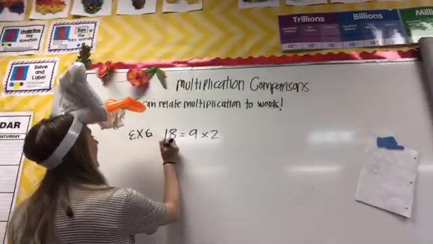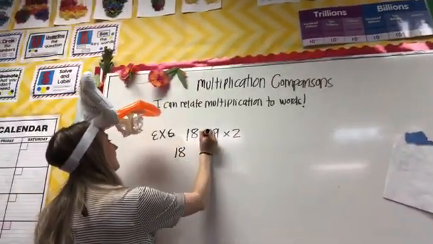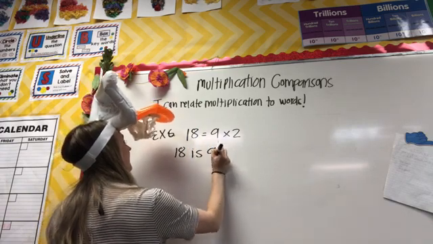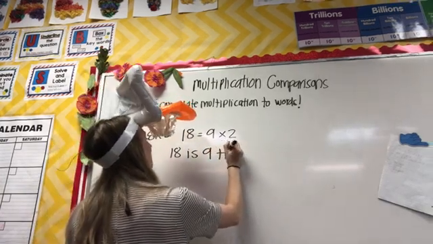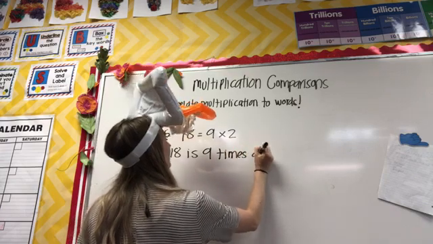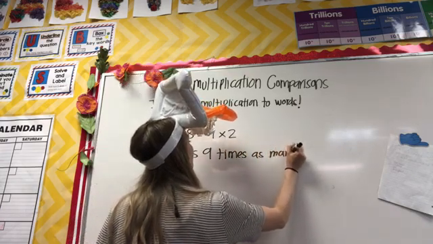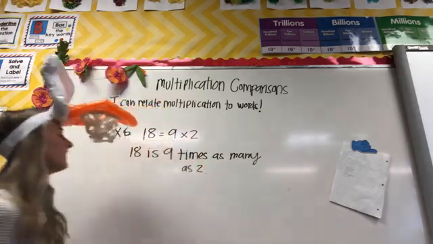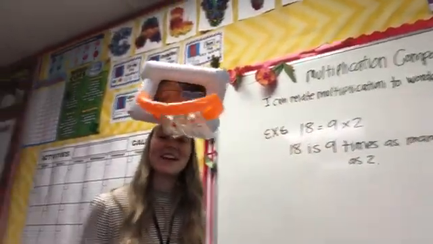All right, I write my 18. My equal stands for is. Take down my 9 times. You could just write times, but I'm going to write times as many as 2. Perfect. I hope you got it right.